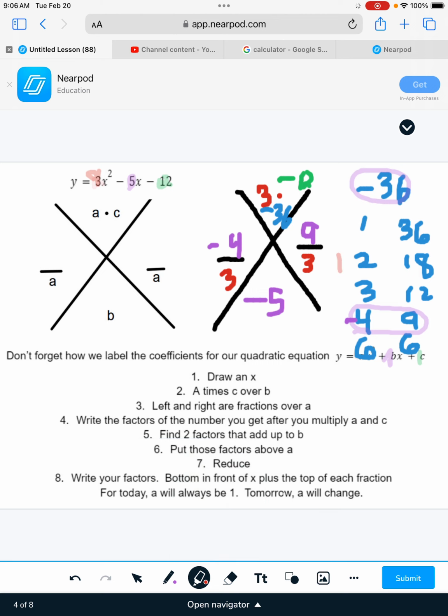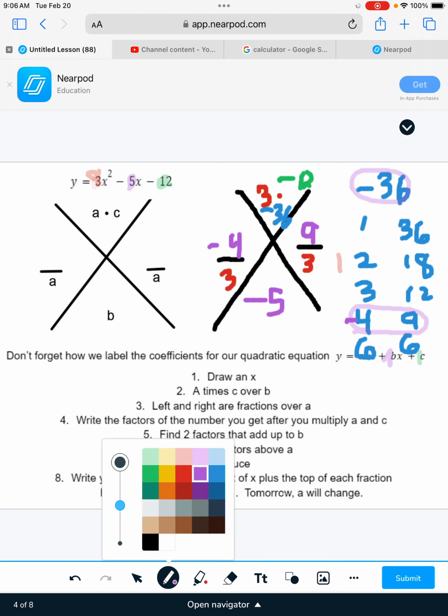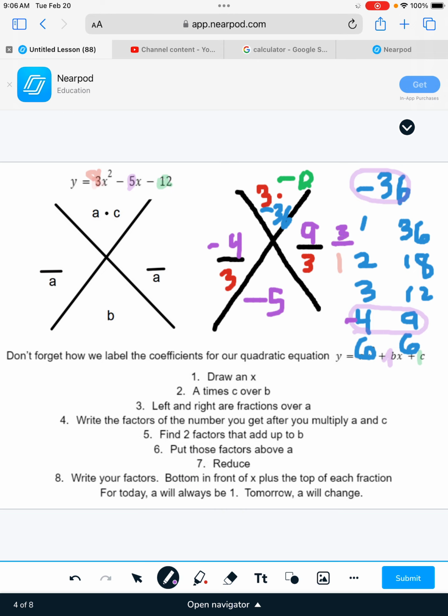9 over 3 turns into 3 over 1. And then I can start setting this up. Bottom goes in front of x, 1x plus 3, and 3x minus 4. That is going to be my factors for this.